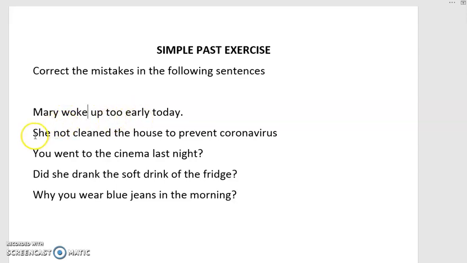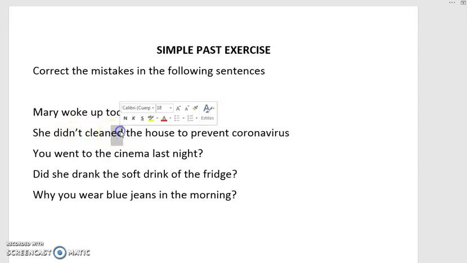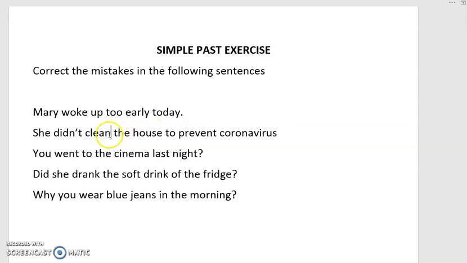Number 2. She not cleaned the house to prevent coronavirus. What is the mistake in here? Think about it. What is the mistake? Easy. So we don't say not cleaned. We say did not or didn't. And the verb is not in past, the verb is in present. Yeah, she didn't clean the house to prevent coronavirus.